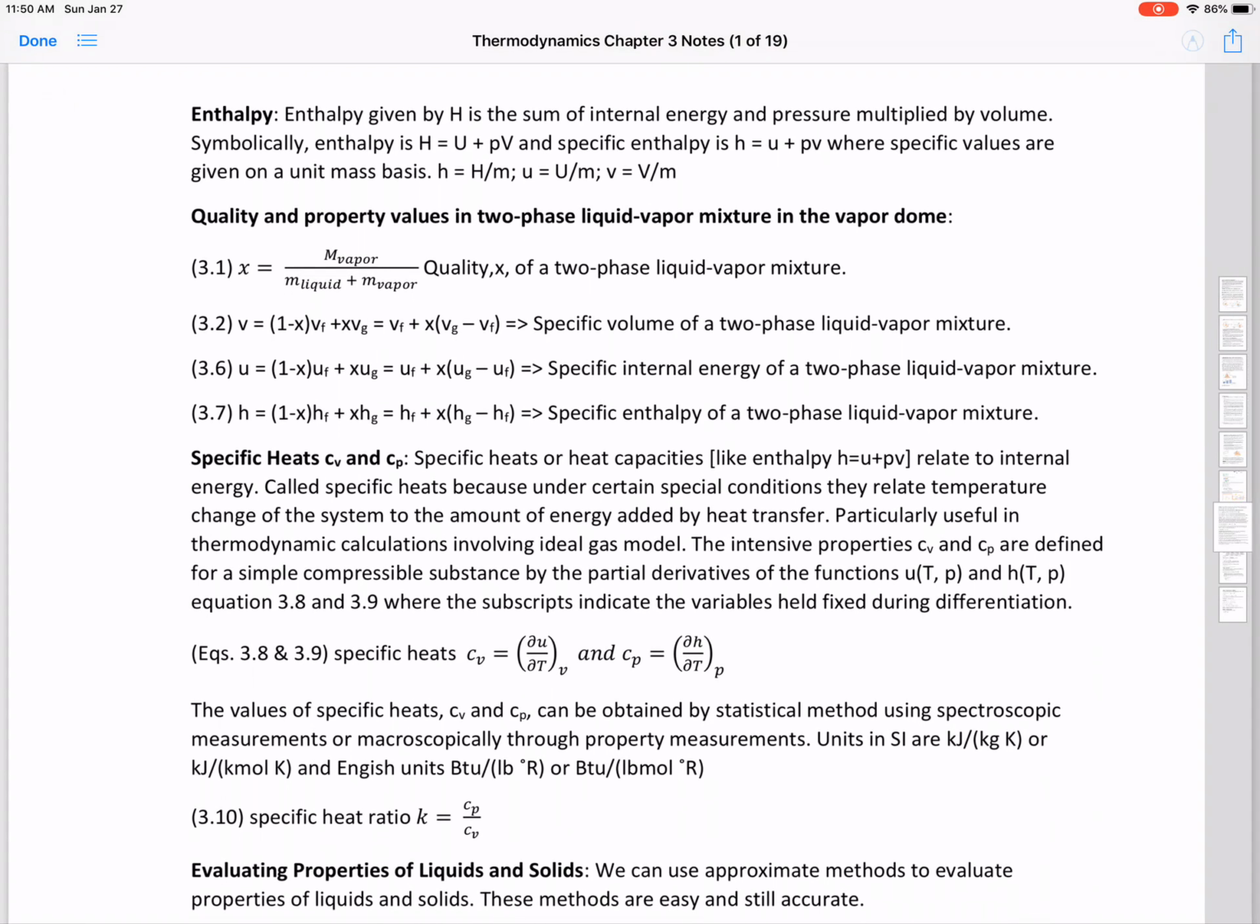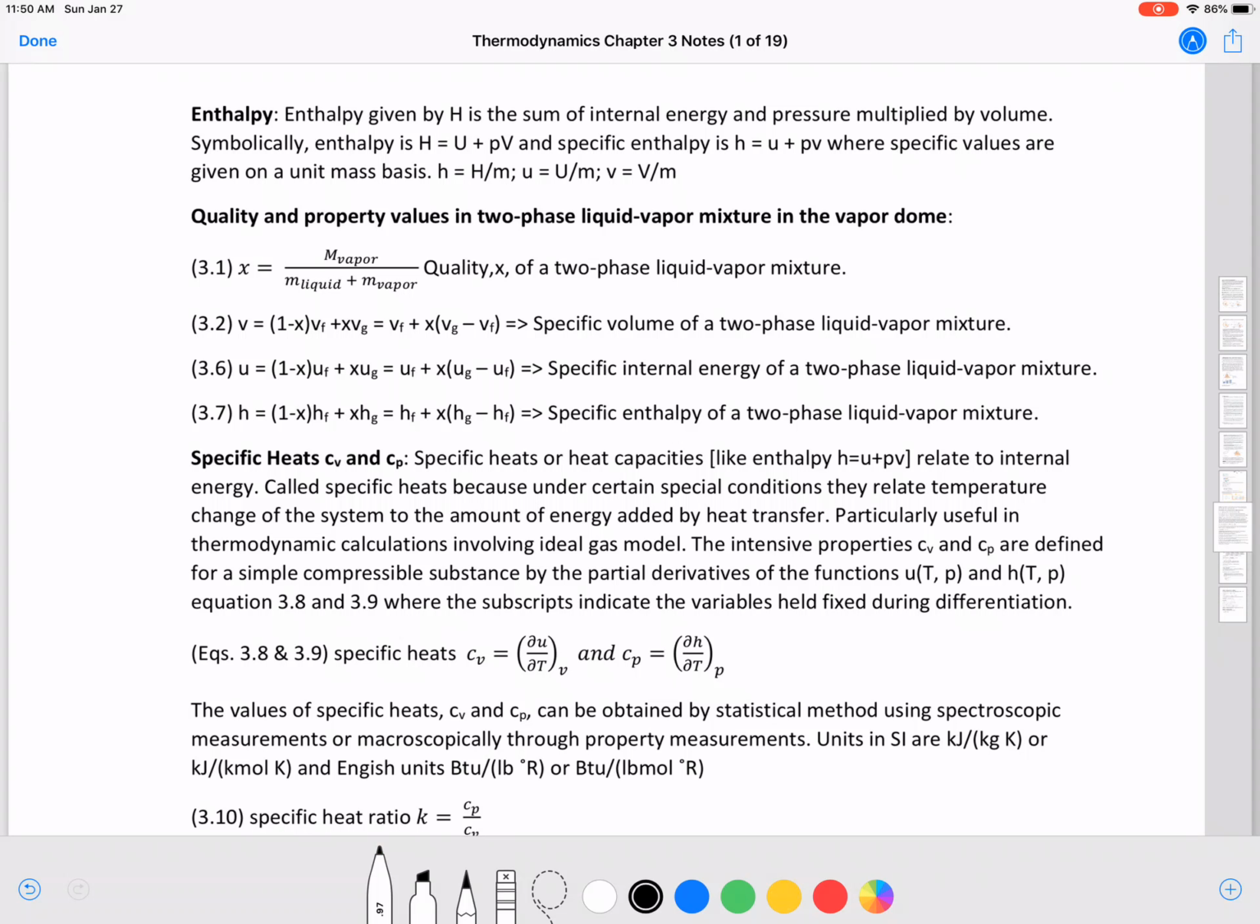Enthalpy is given by the letter H, and it's the sum of internal energy plus pressure multiplied by volume. They just found that they were using it so often that they just made up a new property that is formed from other intensive properties. And so we have a new one.